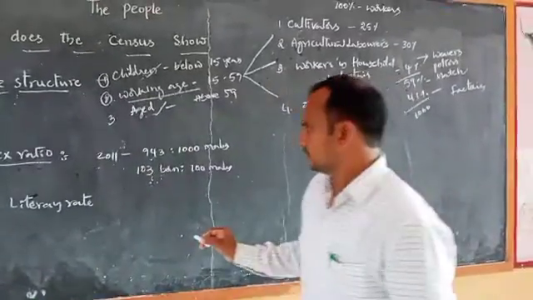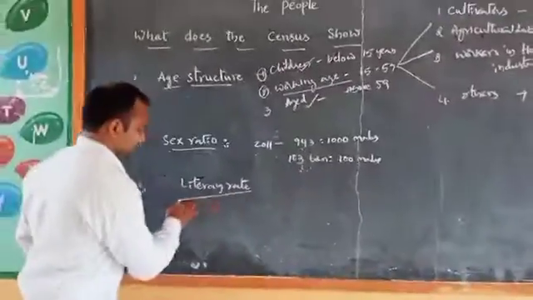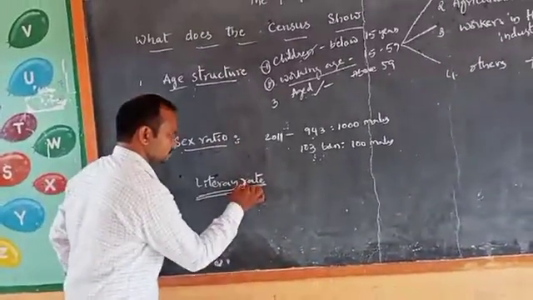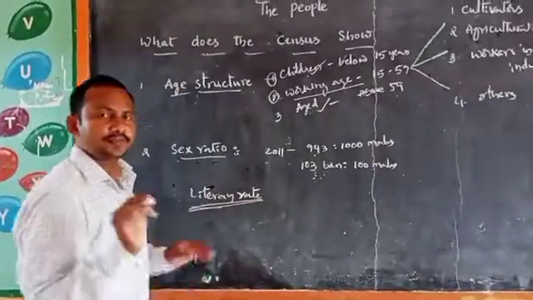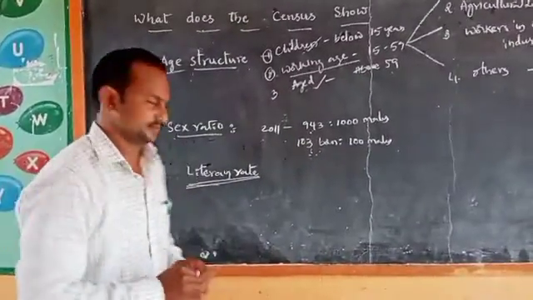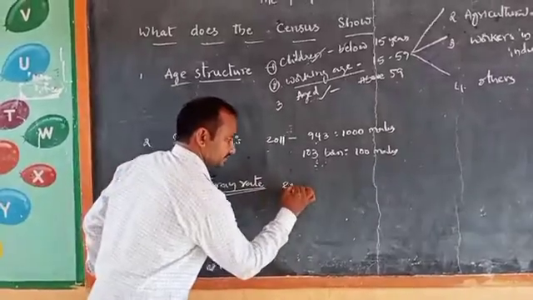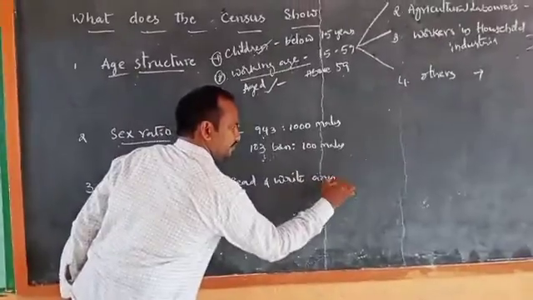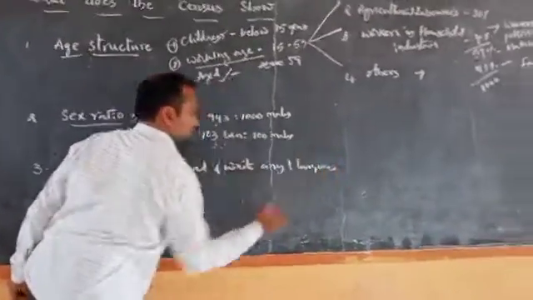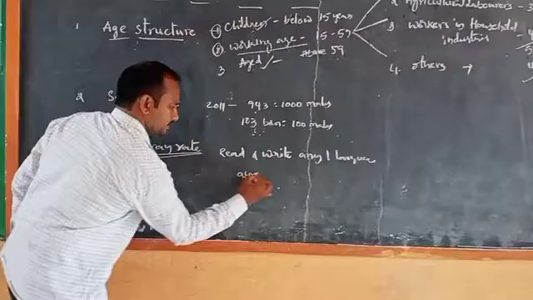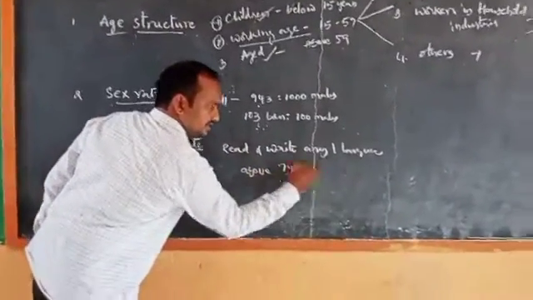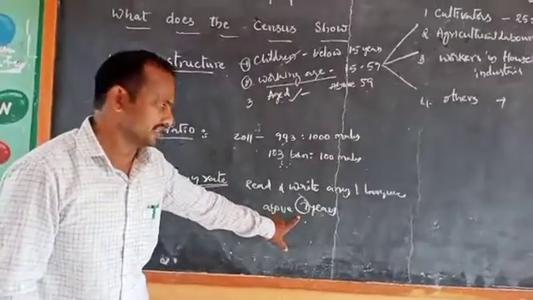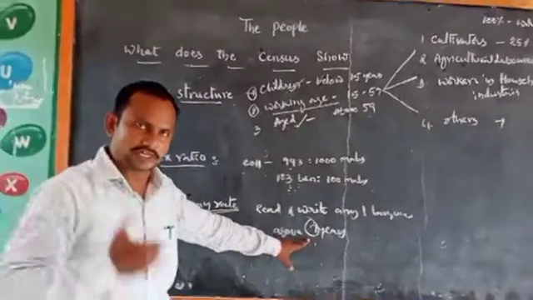Let's now discuss the literacy rate. Literacy rate means the people above the age of 7 years who can read and write in any one language. We should not calculate all the people. The people above the age of 7 years, those people only we have to consider.